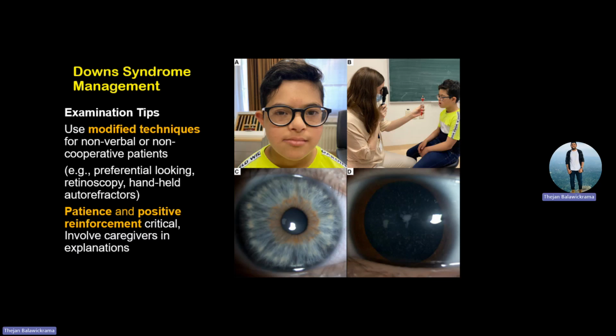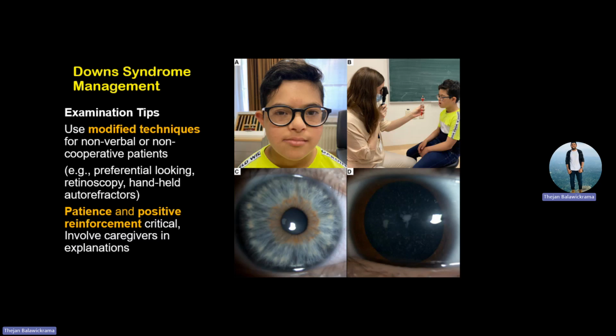In any of these people who are mentally challenged, you need a lot of patience. And you don't do the normal way of doing a refraction. They are very cooperative once you are basically with them. So you have to do modified, non-verbal techniques. Sometimes they cannot express themselves. And you have to get the cooperation of the patient. You basically dilate the pupil, do your retinoscopy, and you can do other refraction methods also.